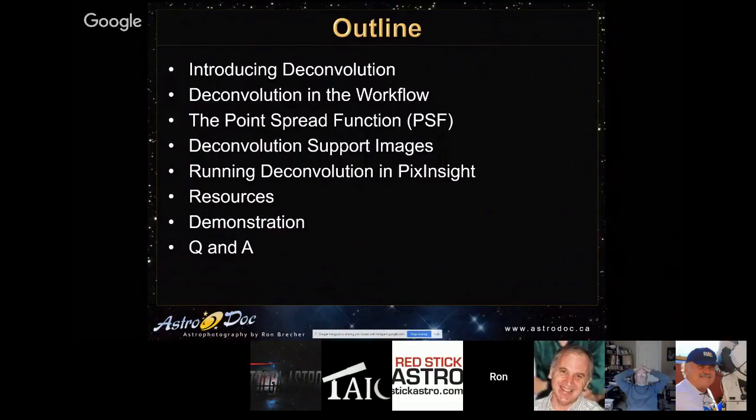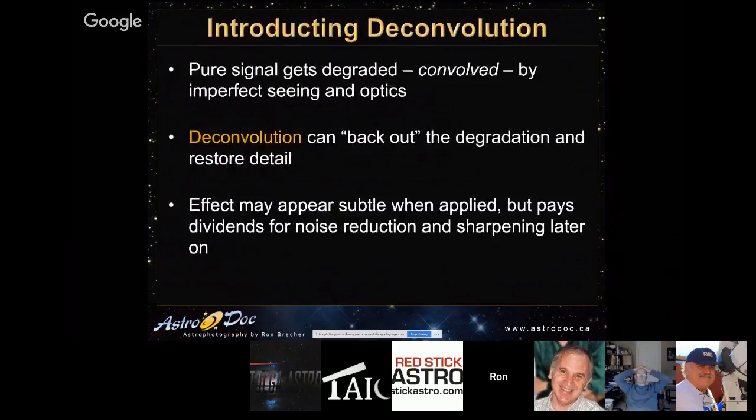So I'm going to basically just give you a little bit of what deconvolution is and isn't, how it differs from sharpening, where it fits in the workflow. We have to take a couple of little side trips to deal with deconvolution support images. So I'm going to talk about masks and how to generate a point spread function. And I'll leave you with some resources and, as I say, a demonstration towards the end.